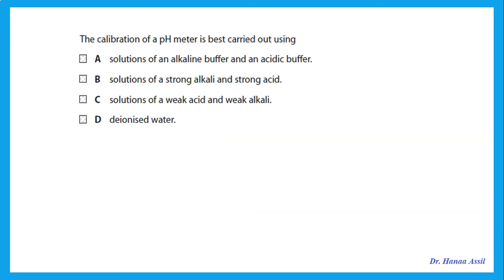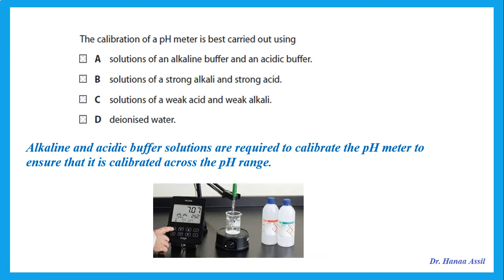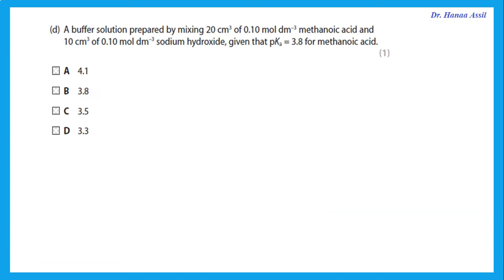Remember, the calibration of a pH meter is best carried out using which of these? When we want to calibrate a pH meter, alkaline and acidic buffer solutions are required to calibrate the pH meter to ensure that it is calibrated across the pH range.